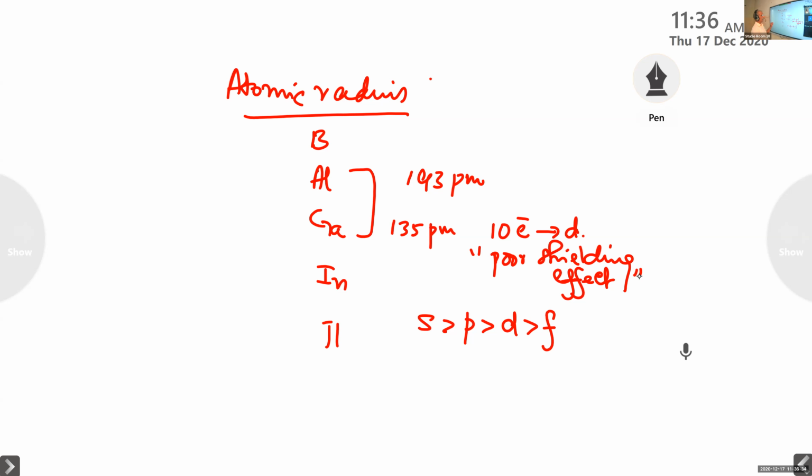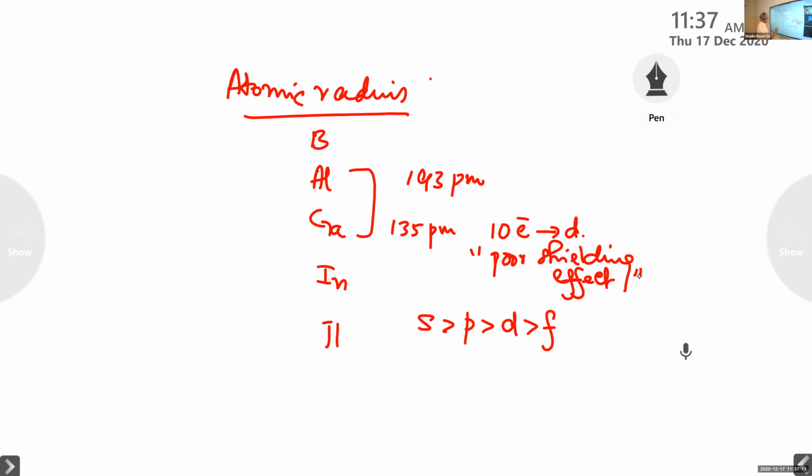Gallium is smaller than aluminium. That is because of the very poor shielding effect of the inner d electrons. Due to the poor shielding effect of the inner d electrons, the outermost electrons are attracted by the nucleus strongly, and there is a contraction in size. That's why gallium has smaller size than aluminium. The rest remains the same.